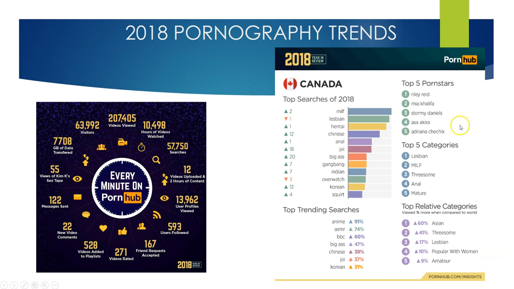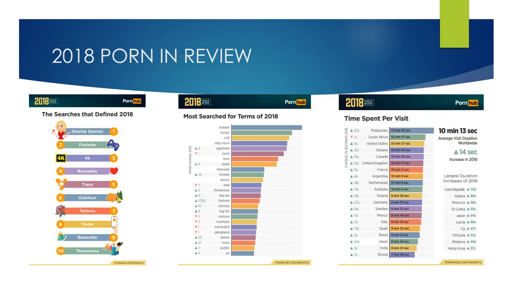This is interesting. In the States, it's Stormy Daniels, which we'll talk about in a little bit here. Top 5 categories are lesbian, MILF, threesome, anal, and mature. And Asian has increased quite a bit. Threesome, lesbian, popular with white women, and amateur. Top searches in 2018, so Stormy Daniels. We'll talk about that in a bit. Fortnite, which I didn't even know what that is, but it was a video game, and that's created some pornography.